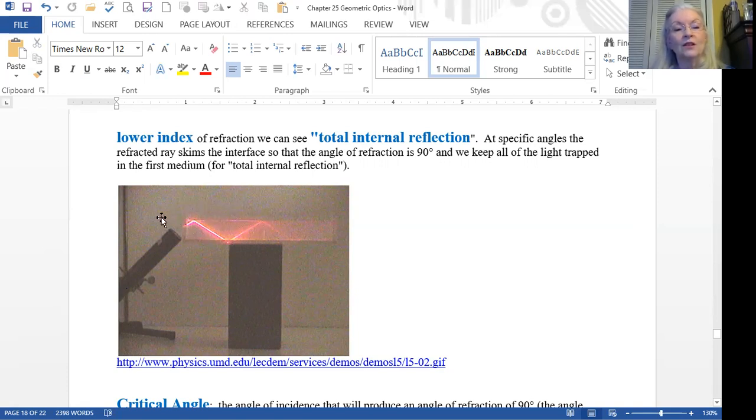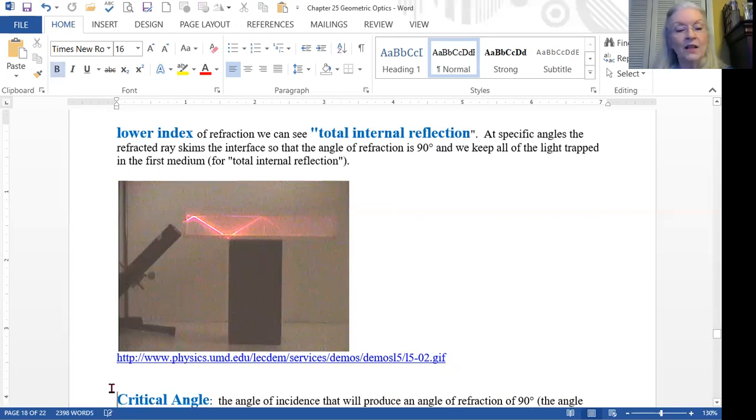And when you're at just the right angle, instead of having some of the light leave the medium, it stays trapped. So part of it just reflects up and down, and part of it, the part that would normally escape, travels along the interface and sort of makes a little edge of it glow. This is called total internal reflection. And in this, the angle of refraction is 90 degrees.